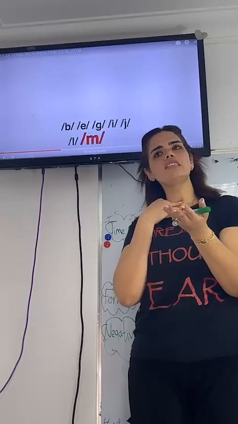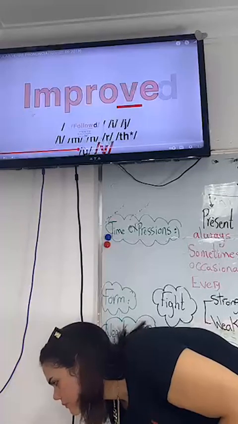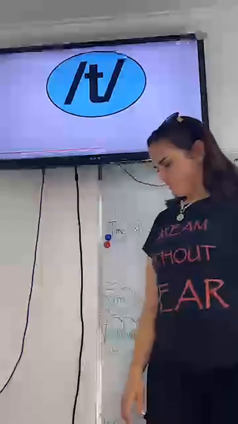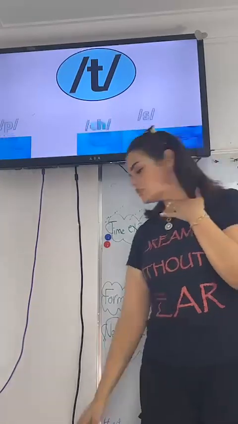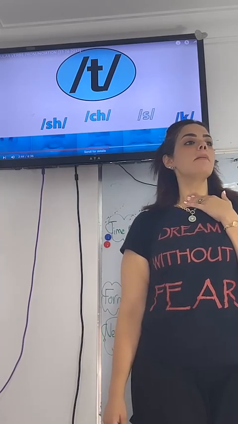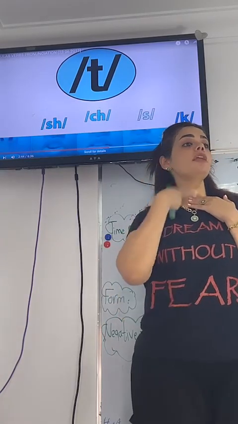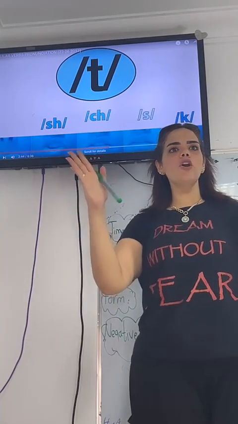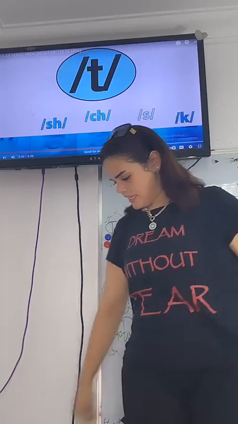Voiced sound. Okay, let's see. The pronunciation of that verb in the past tense will end with a T. Is there a vibration? No, so this is a voiceless sound. Repeat after me and put your finger on your throat. Do you feel any vibration? No. So this is a voiceless sound. When I add ED, the ED is going to be pronounced like T. Great job.